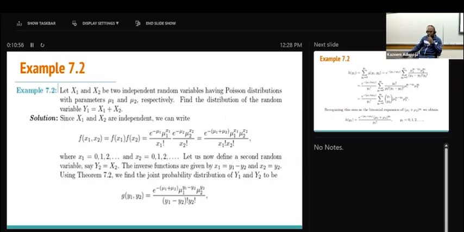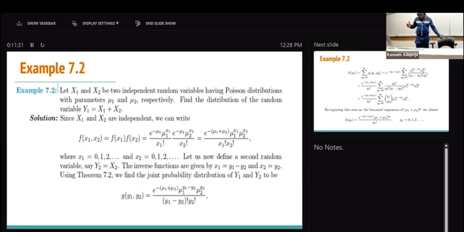Now, this is a very good example. Let x1 and x2 be two independent random variables having Poisson distributions with parameters mu1 and mu2 respectively. Find the distribution of the random variable y1 equal to x1 plus x2. Take a look at that. At this junction, I need you to focus on the board.